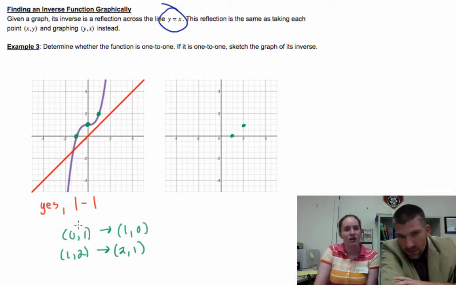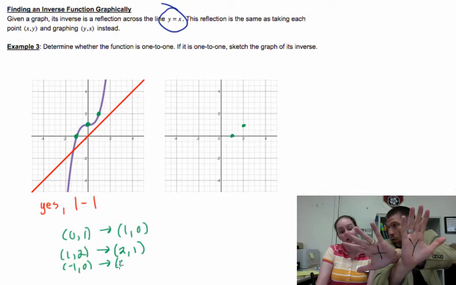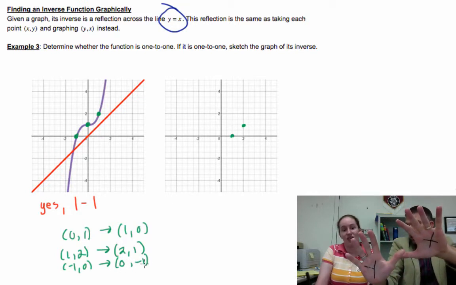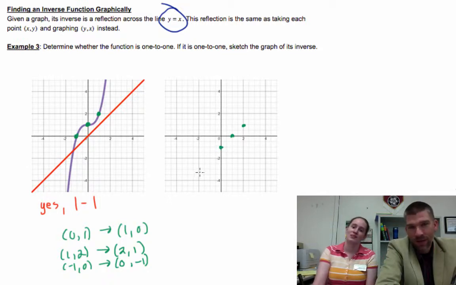And then over this way, I think that's negative 1, 0. I think negative 1, 0. Yeah. It's really hard to write with you blocking the screen. Just FYI. Well, okay. You're doing an amazing job.